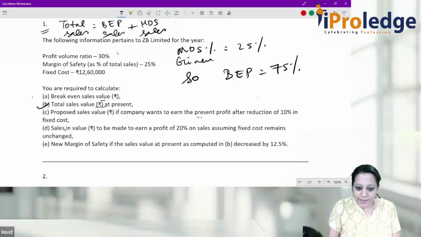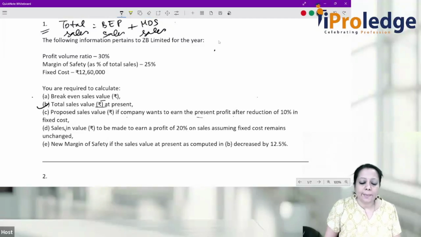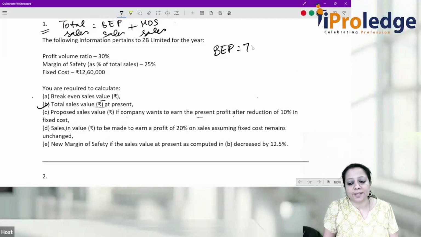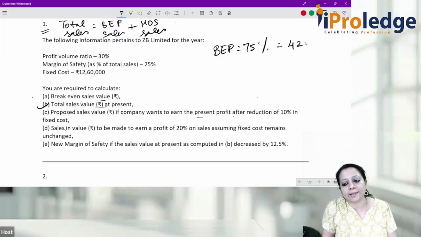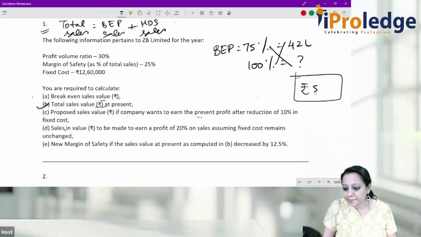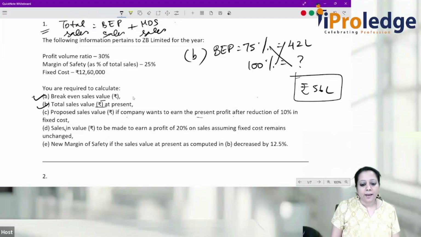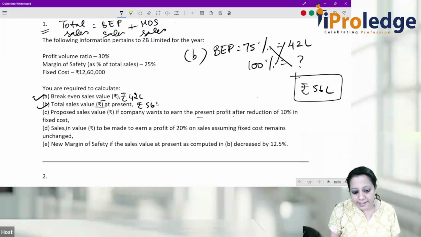Now we will proceed. Why am I doing this? Because I need total sales, dears. How to do that? BEP is equal to what? 75%. That is equal to how much? 42 lakhs. That means how much is 100%? Are you all understanding the logic, students? So it is going to be 56 lakhs. Rupees 56 lakhs. That is the total sales. This is the answer for point B. Answer for point A was 42 lakhs. This is 56 lakhs right here.